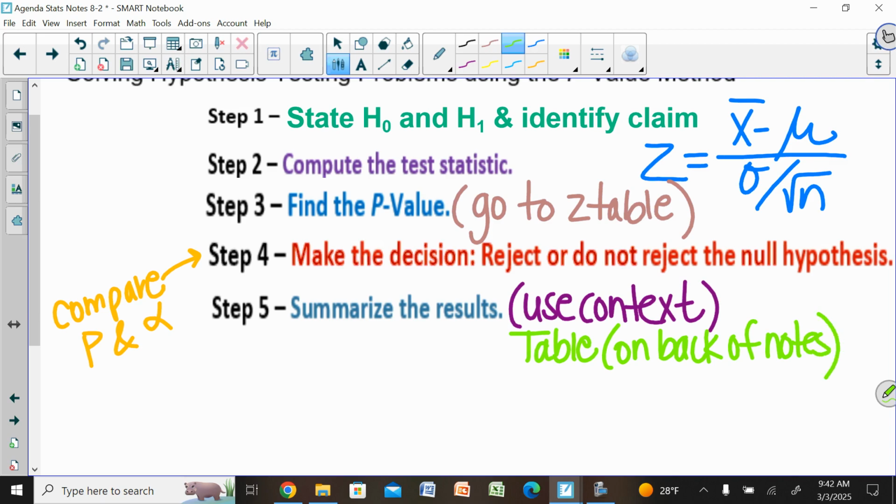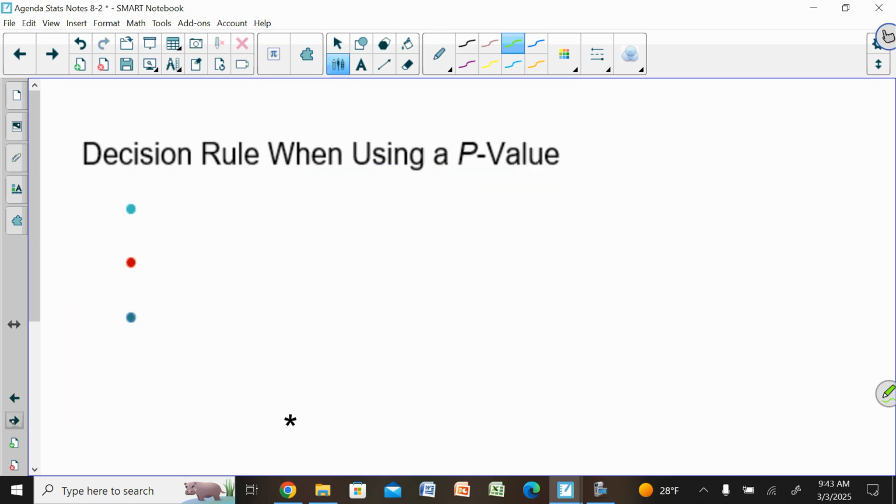So again, we've done a lot of bits and pieces. The only thing that's brand new is step 4, making a decision. We haven't done that yet. Everything else we've done in some form or other. So I think I've got this out of order. So jump to the decision rule. We're going to come back to example 8.5.